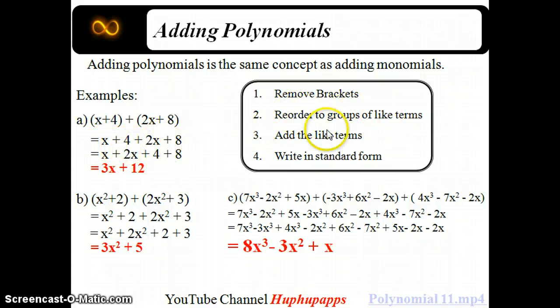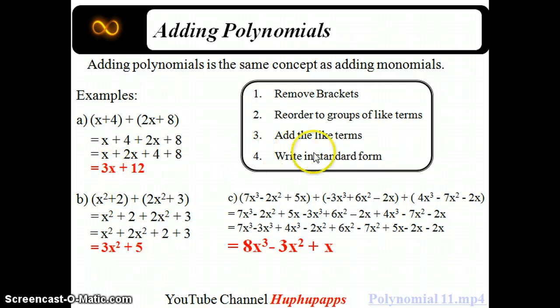Now we're going to reorder them. All the x's are going to go together. So x to the power of 1, x to the power of 1, those are like terms. These are constants and they're like terms. So now we're going to add the like terms. x plus 2x is 3x. Positive 4 plus 8 is plus 12.